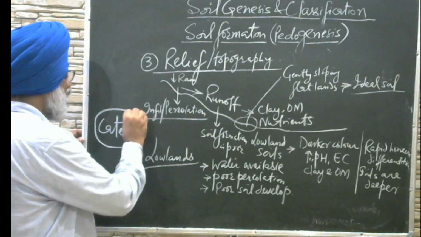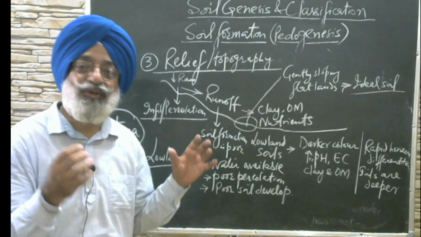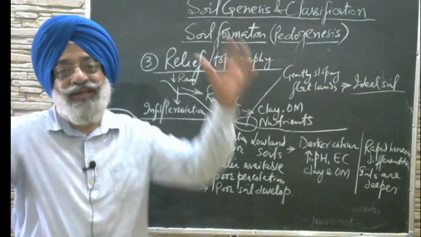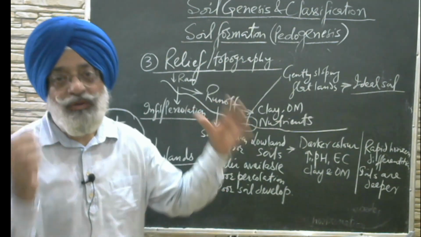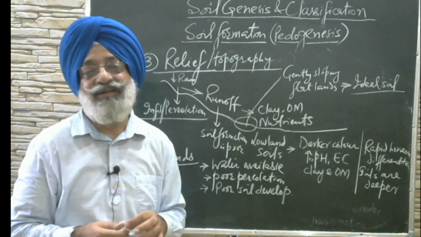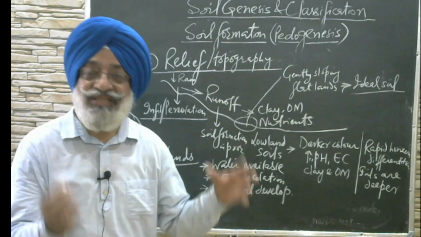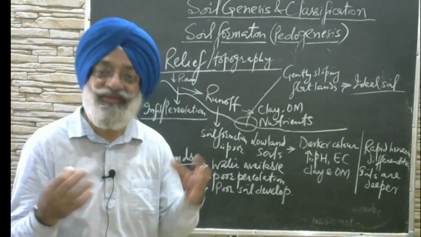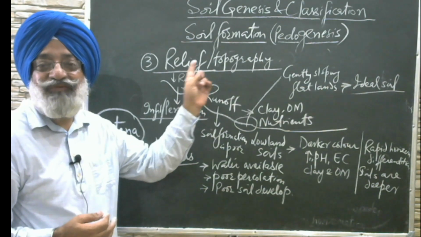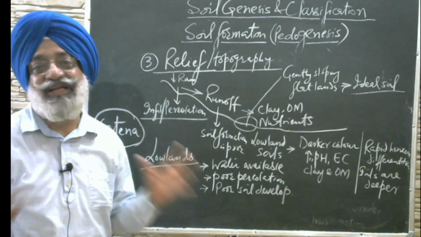The catena term was coined just on the basis of the impact of topography. Now you have a particular landscape, and the whole landscape has evolved from similar parent material, similar climatic conditions, similar time, but still the soil characteristics are different in different parts of the landscape because of the relief or topography. That type of landscape is known as catena.